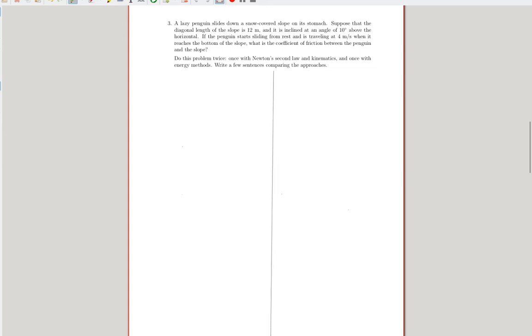So we're going to do this twice. Once on the left with ordinary kinematics, once on the right with work and energy. So first I need a cartoon, as I always do. This is way more than 10 degrees. I'm going to leave theta as an unknown here. If I drew a 10-degree angle, nobody could read it.